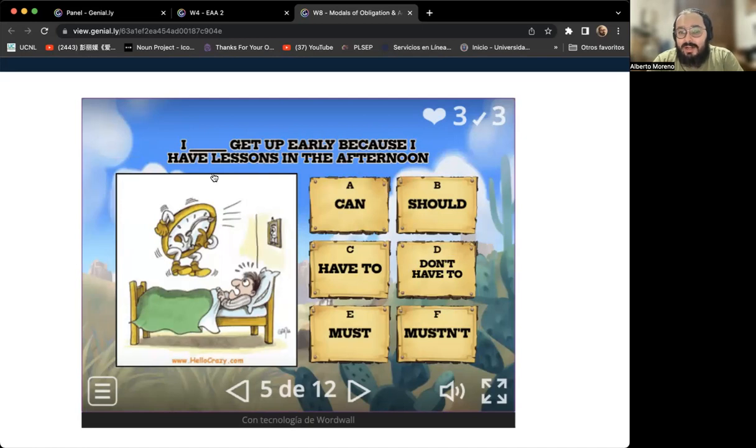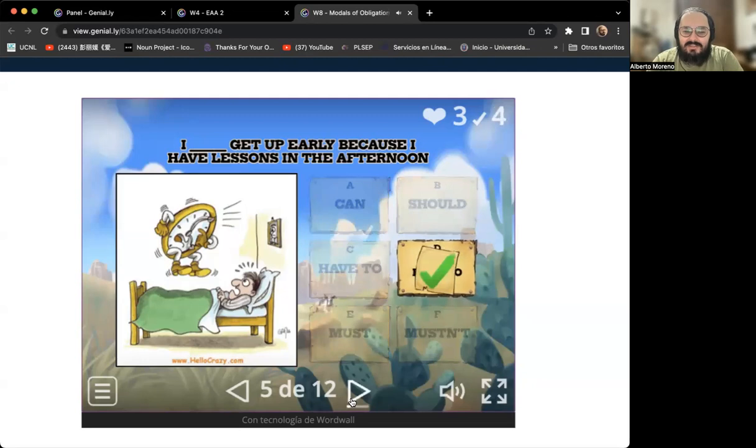I get up early because I have lessons in the afternoon. Me levanto temprano porque tengo clases en la tarde. I can, should, have to, don't have to, must, or mustn't. Si me levanto temprano, tiene sentido clases en la tarde. Entonces sería que no hay necesidad. I don't have to. Very good.